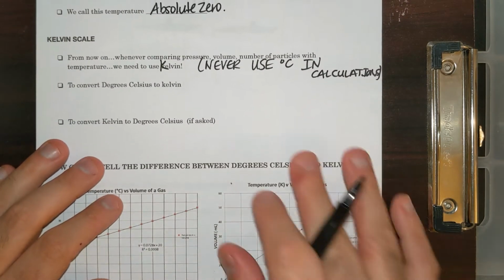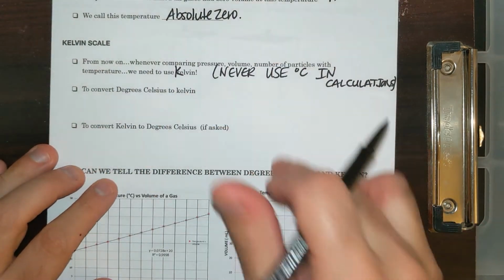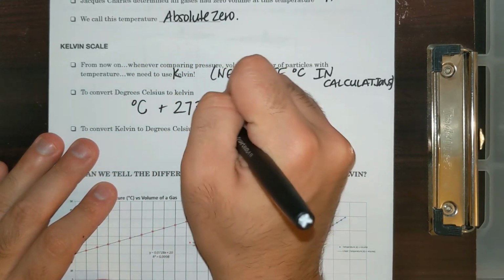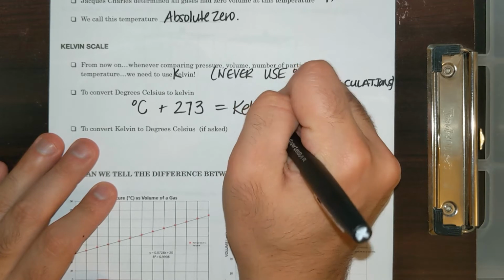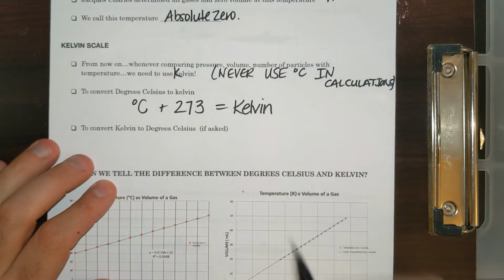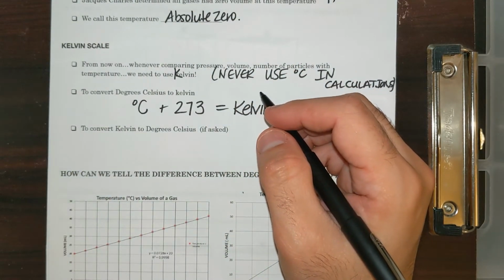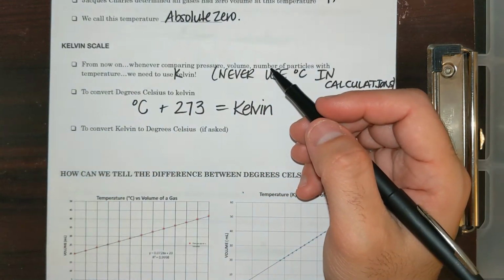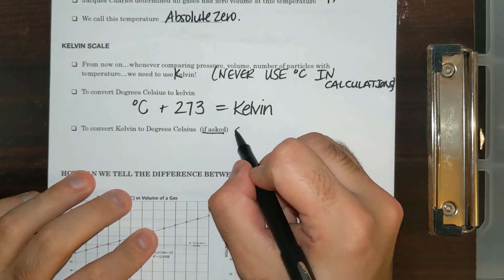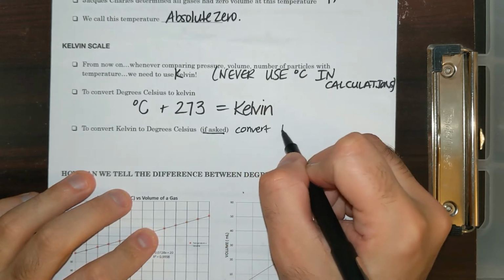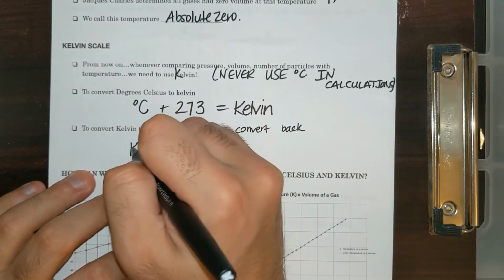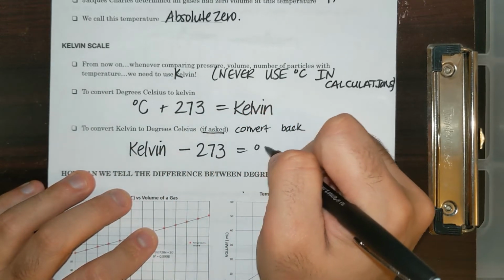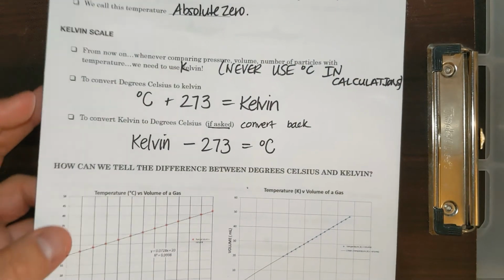Now, if I want to convert between degrees Celsius and Kelvin, I take my degrees Celsius, add 273, and that's equal to my Kelvin temperature. If I wanted you to do a calculation with degrees Celsius, first you have to convert it to Kelvin. To convert back, you do the opposite: you take your Kelvin temperature, subtract 273, and that's equal to your degrees Celsius.